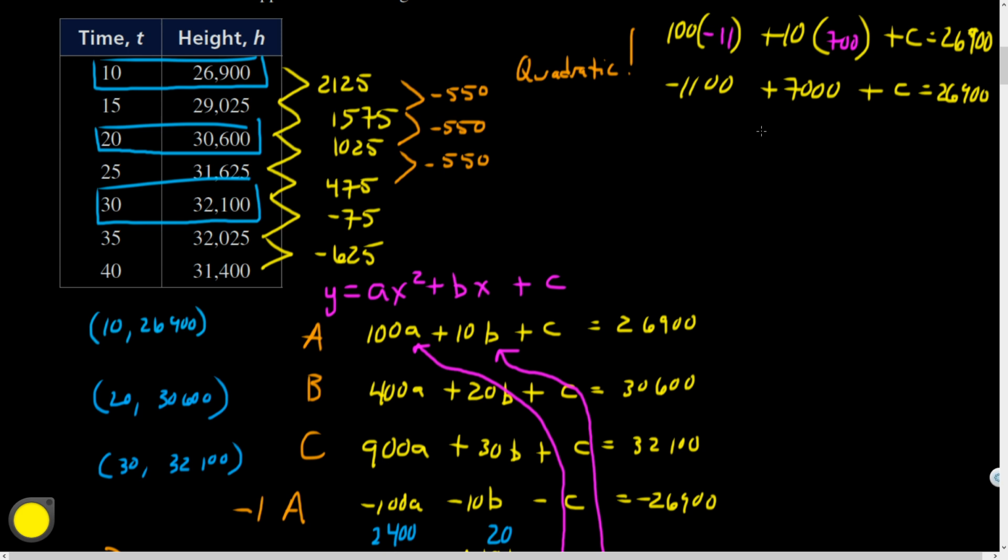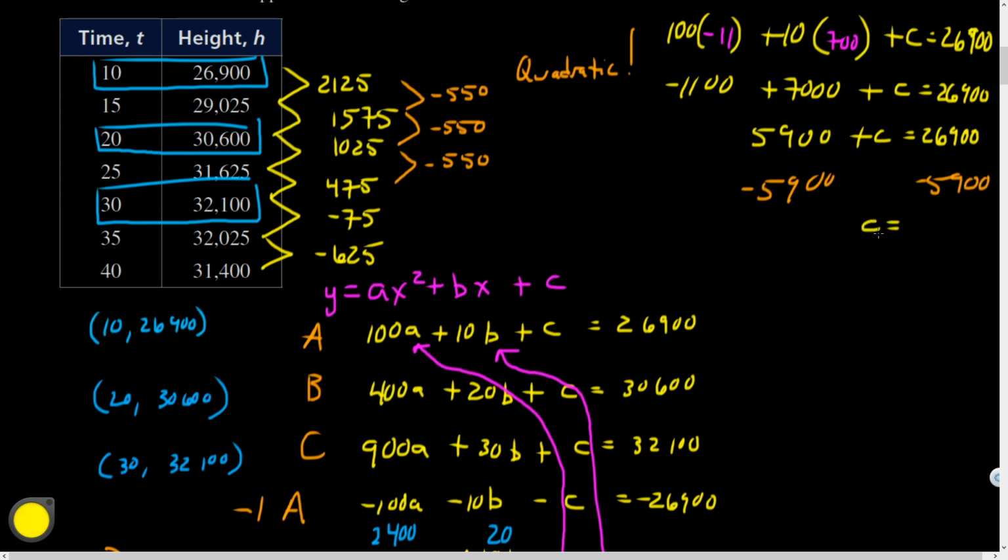I get 5900 plus c equals 26900. Subtract that from both sides, and I think I get 21,000.